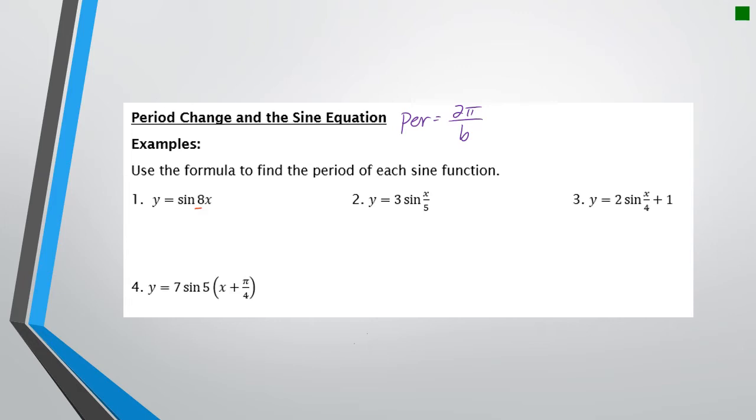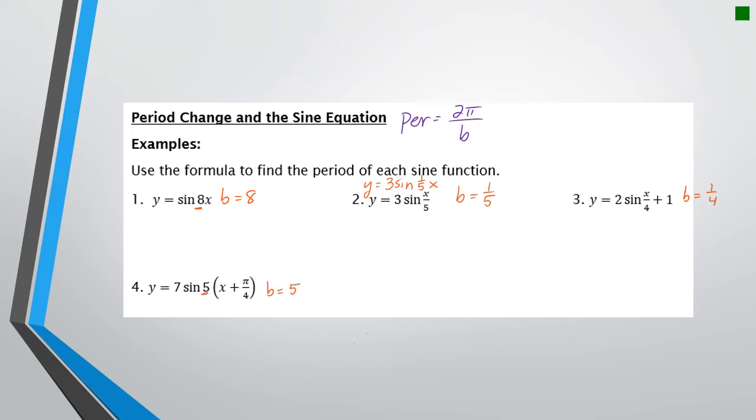So in number 1, our b value is 8. In number 2, it's a little bit hard to see, and what I want to do is rewrite this equation in an equivalent form. You could rewrite this as 3 sine 1/5 x. So since that 5 is in the denominator, it's actually going to be a fraction for b. Number 3 is really similar. It's x over 4, so my b value is actually 1/4. And then for number 4, my b value would be this 5.